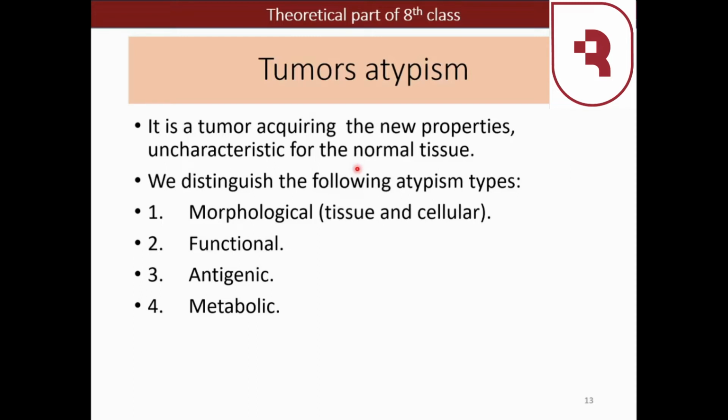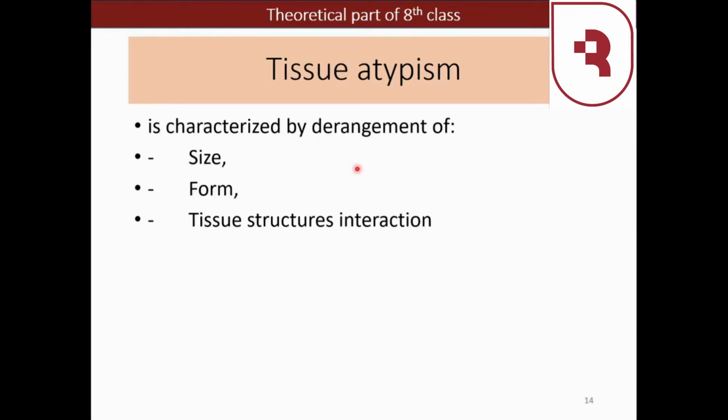So atypism. Atypism is new features which are not typical for the normal tissue. In description of tumor, there are a lot of different types of atypism, but in morphological description, there are some most important ones. So we have morphological atypism, which includes tissue and cellular types of atypism, functional atypism, antigenic atypism, and metabolic atypism. I should tell you a few words about each of them.